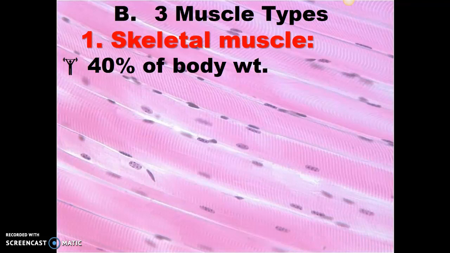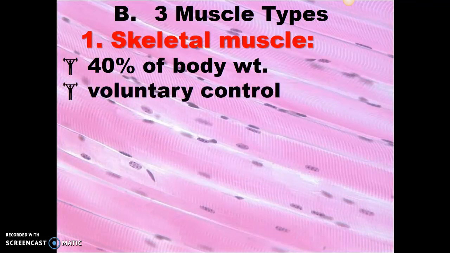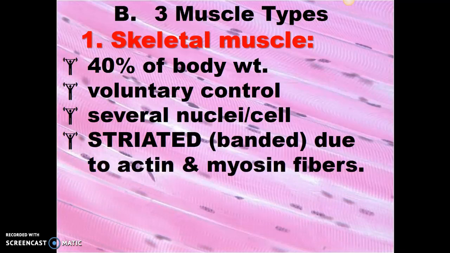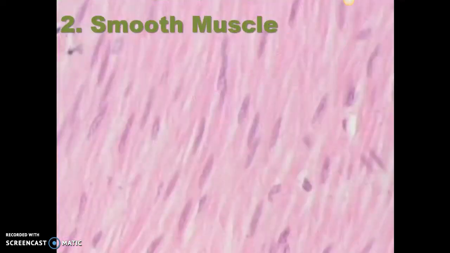It's under voluntary control. You hold your hand to raise it. This isn't something you do naturally in your head. Several nuclei are striated due to the action of myosin fibers in there. Striated means lined. Think of stripes, striated, the stripes in there.